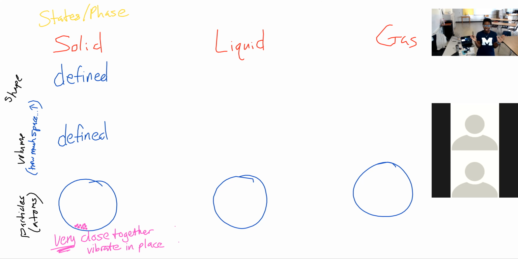Defined shape, the shape's not going to change. Defined volume, however much space it takes up, that's how much space it takes up. And those particles are super, super close together. Now I just want to say, I drew 10, but realistically, that whole circle would be filled up, right? But those dots would just be up on each other, okay?